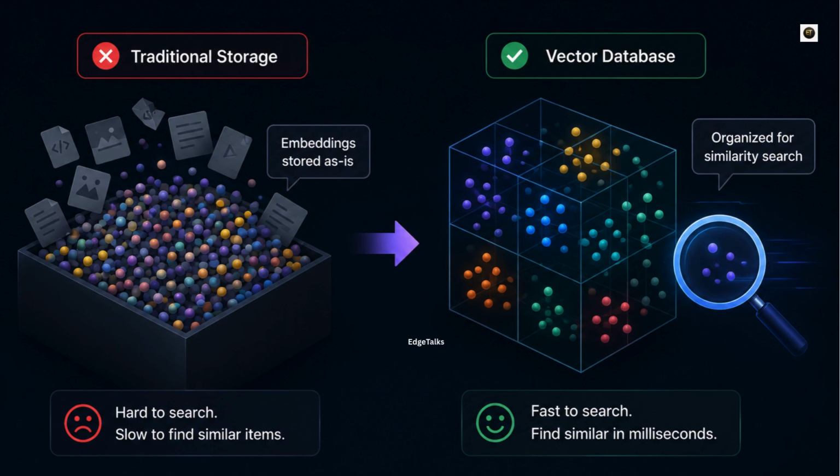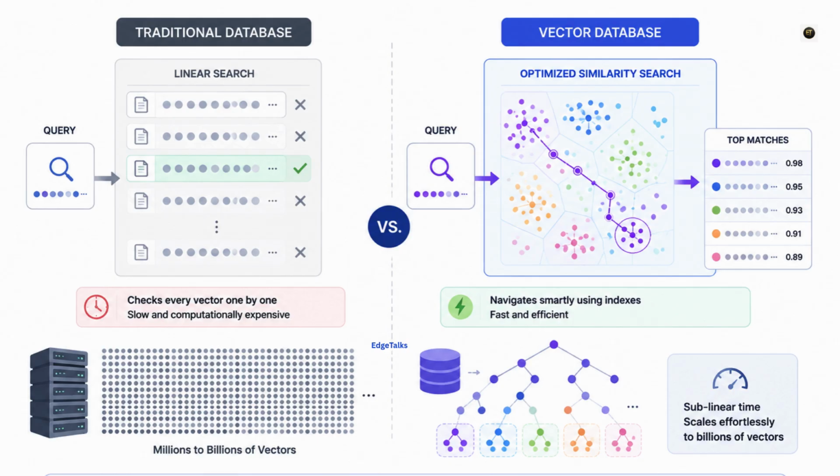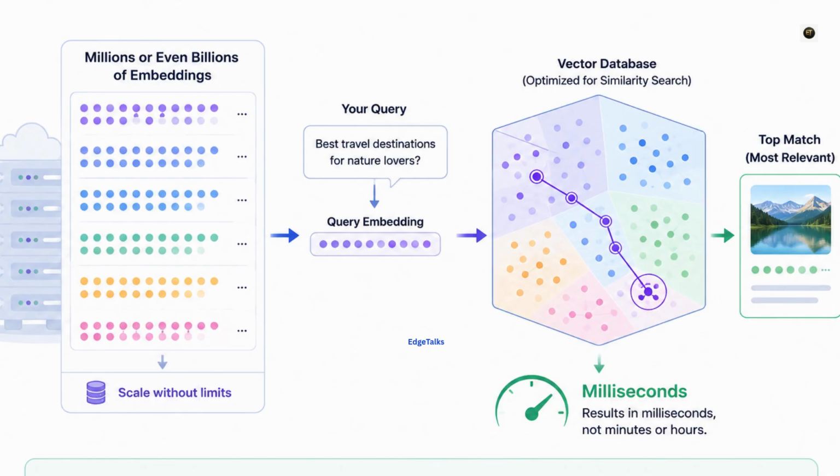Their purpose is not merely to store embeddings, but to organize embeddings in a way that allows the system to rapidly identify the nearest or most semantically similar vectors without performing a full comparison against every stored vector. They are specifically optimized for similarity search at massive scale. Whether there are millions or even billions of embeddings, they are designed to retrieve the most relevant one in just milliseconds.